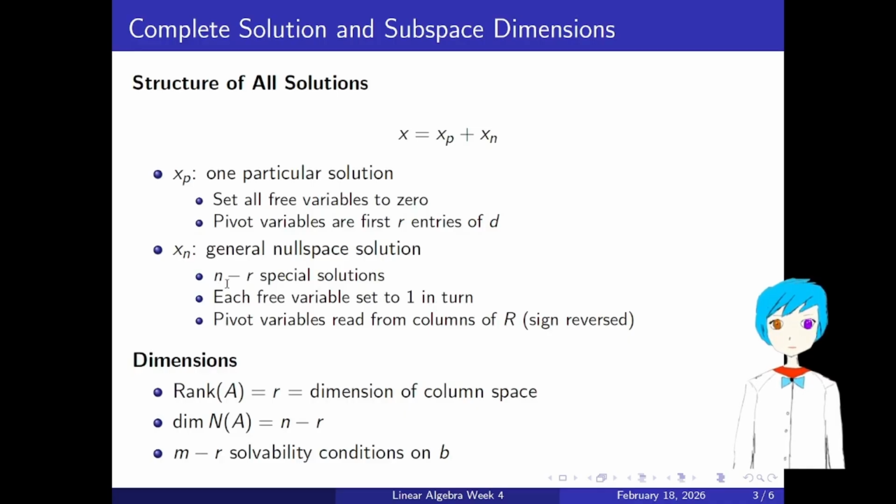It is a linear combination of the n minus r special solutions. For each of those special solutions, we set each free variable to 1 in turn, and the pivot variables are read from the columns of R. So the dimension of the solution space equals the dimension... actually, it's not a space. The dimensionality of the set of solutions is the dimensionality of the null space, while the rank of the matrix is the dimension of the column space.